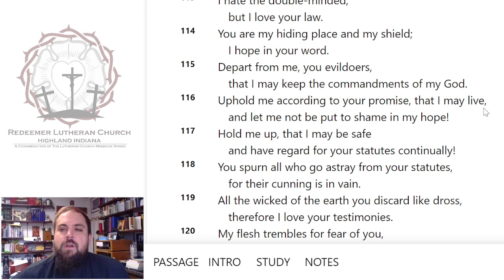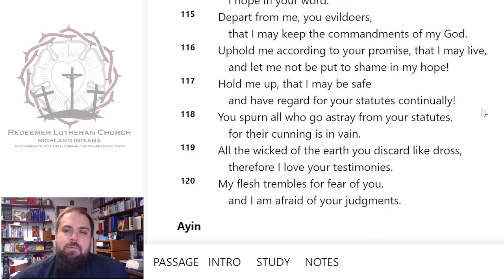Uphold me according to your promise that I may live, and let me not be put to shame in my hope. Again, it's a confession that God has promised this, and yet there's a little bit of doubt there because the person writing is going through something, and it's normal and natural for us to go like, God, are you really going to come through like you promised? Because this is looking rough.